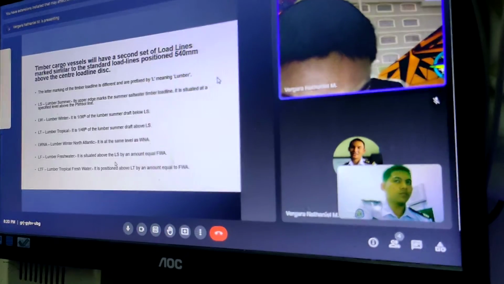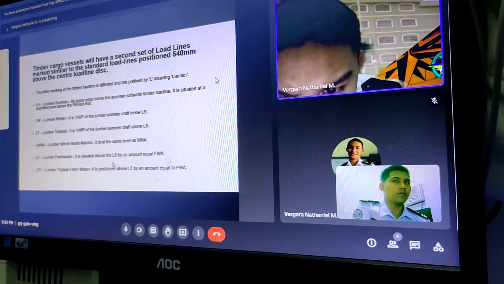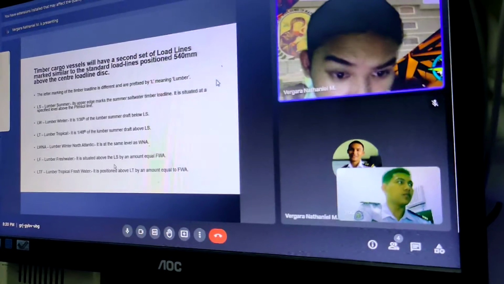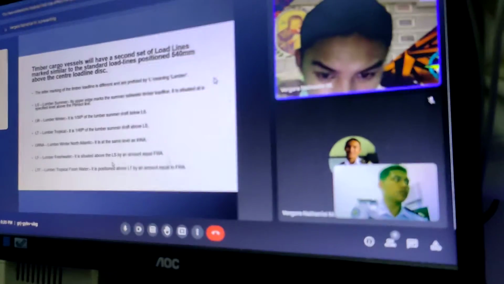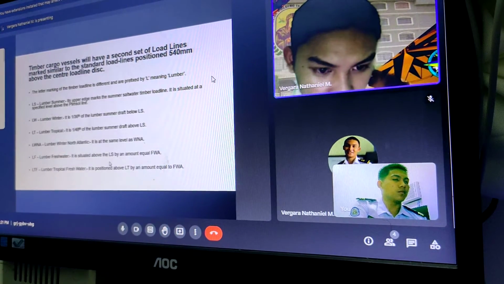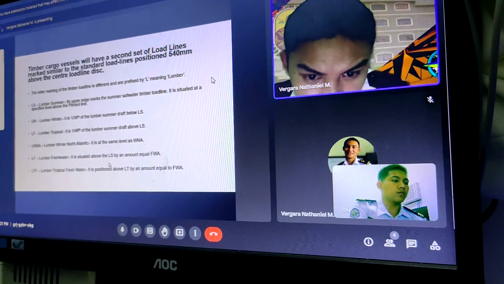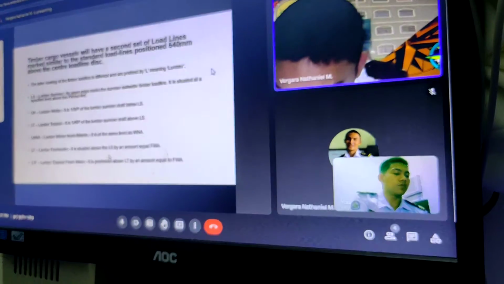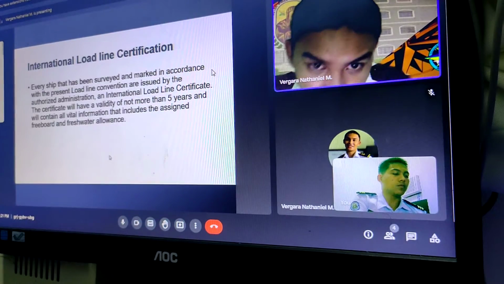LWNA, lumber winter North Atlantic. It is at the same level as WNA. LF, lumber freshwater. It is situated above the LS by an amount equal to FWA. LTF, lumber tropical freshwater. It is positioned above LT by an amount equal to FWA.